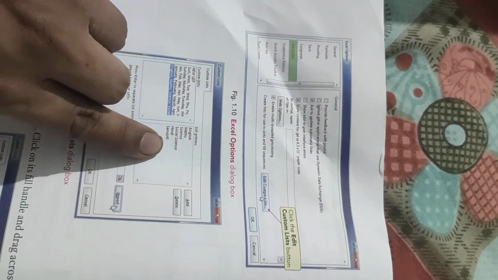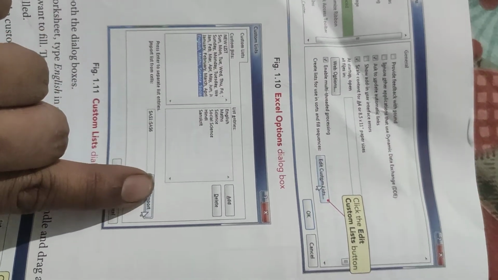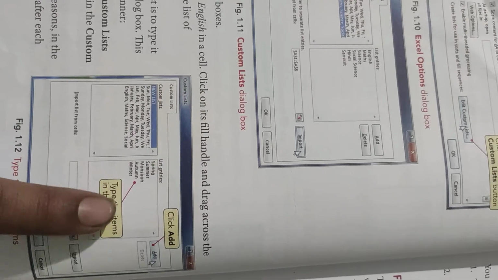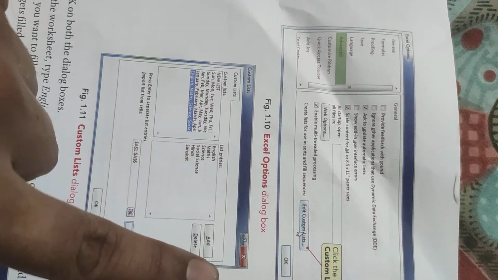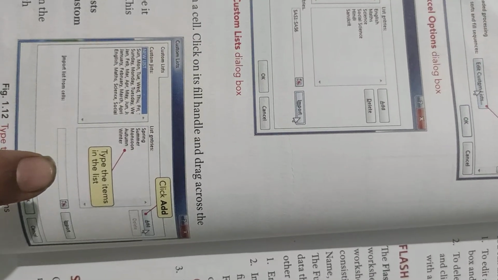Then all the items in the second list will be displayed, and after that you have to select the range of cells in which you want to import them. After that you have to click on import and OK. This is for your first type of custom list, and this is for your second type, in which you are creating your own custom list by clicking on add. In this option, just before import, you click add and enter your data. After that you have to select your range of cells.